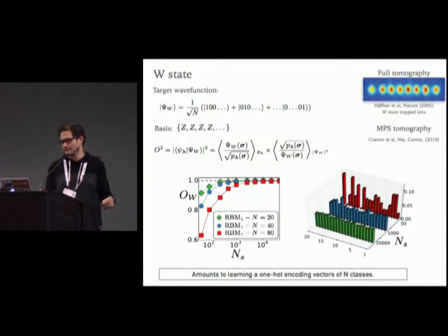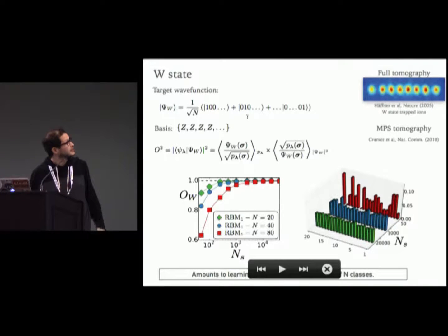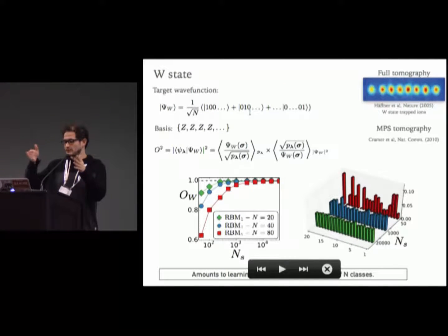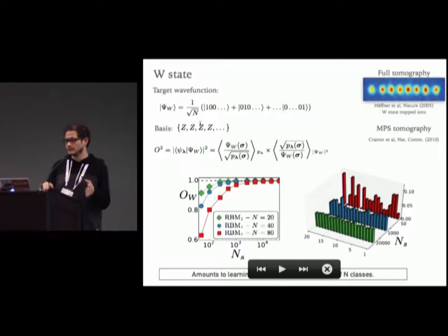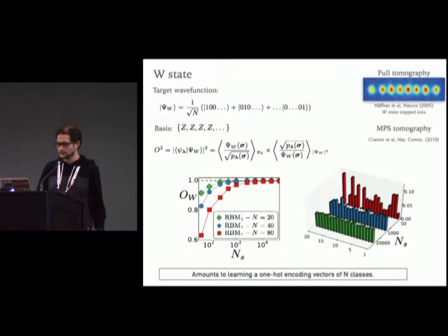And so here's one example. Here we took this state. It's very popular in quantum optics. It's just a superposition, this one here. Superposition of 1, 0, 0, 0, 1, 0, 1, 0, 0, 0, 0, 0, 1, 1, and so on. And then we took measurements on the Z basis only for this.